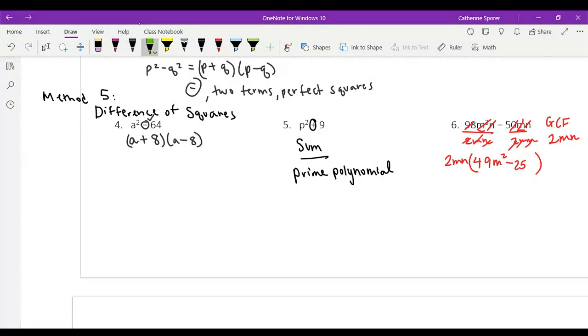Okay, so now we do have perfect squares within the parentheses. So 49, the square root is 7. M squared, the square root is m. And then 25, the square root is 5. So that means that 7m is the p and 5 is the q in the pattern. So we write 7m plus 5 and then 7m minus 5. And then we write the GCF that we took out, which was 2mn, out in front.